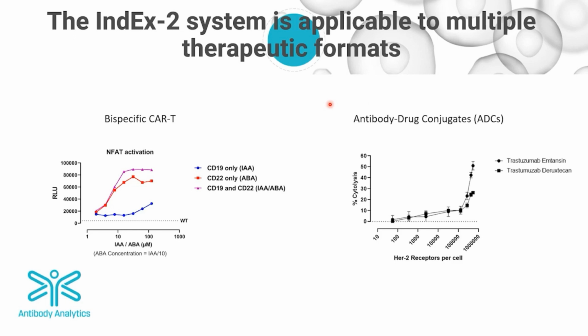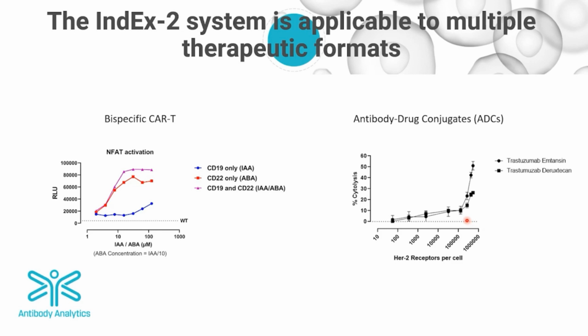In this experiment, we compared two HER2 targeting ADCs, both based on the trastuzumab antibody, but carrying different payloads. And you can see here when we used our inducible HER2 expressing CHOK1 cell line as the target, at the lower levels of HER2 expression, the level of cytotoxicity caused by these ADCs is very similar.